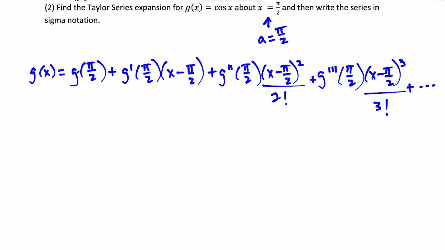So to write this Taylor series, we have to know what is g of pi over 2, what is g prime at pi over 2, g double prime at pi over 2, and g triple prime at pi over 2. So let's go ahead and find those pieces.